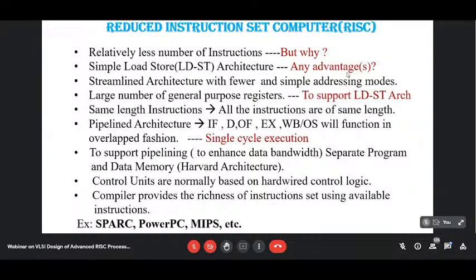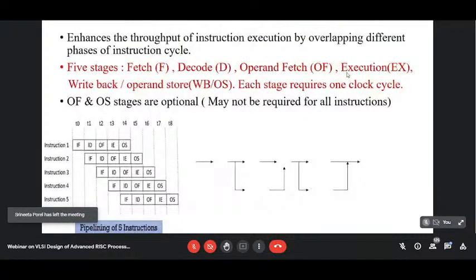In the CISC architecture, you will find a lot of addressing modes. Cutting across all these, you have only a few addressing modes like direct, indirect, immediate, and register addressing. That's all. And all the instructions should be of the same length. Why? Because it's based on the pipeline architecture. Now, what is a pipeline architecture? Let me tell you about the pipeline architecture.